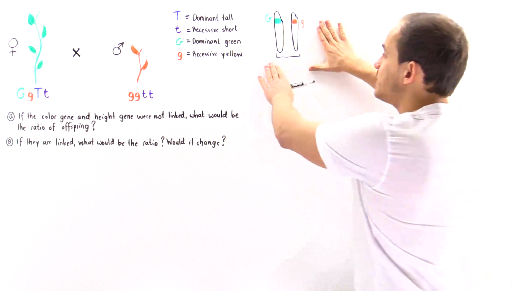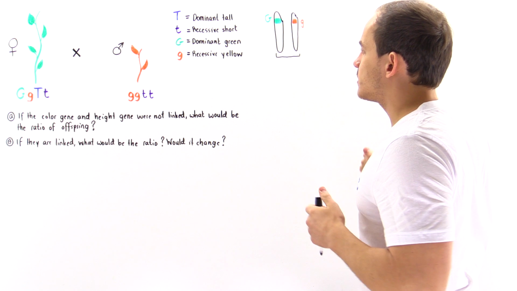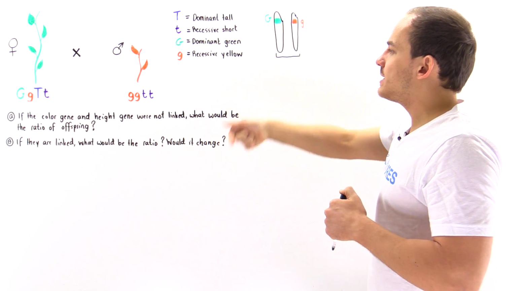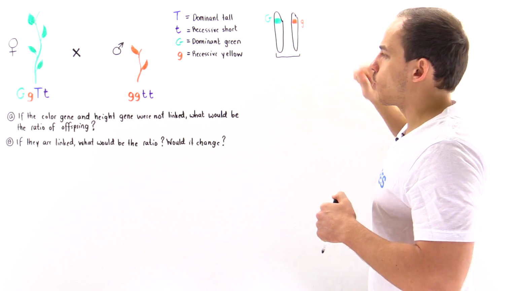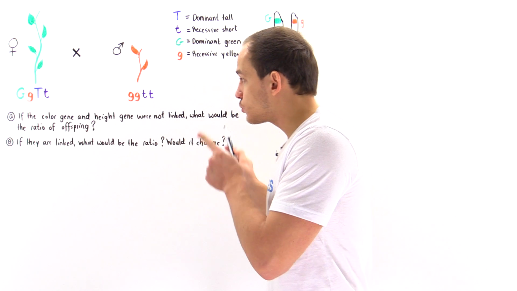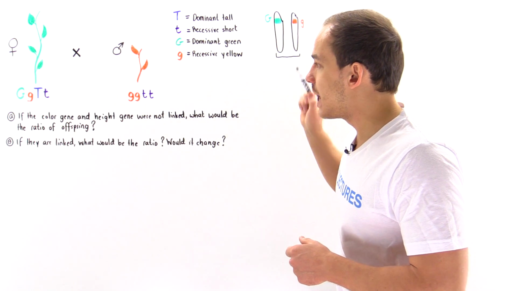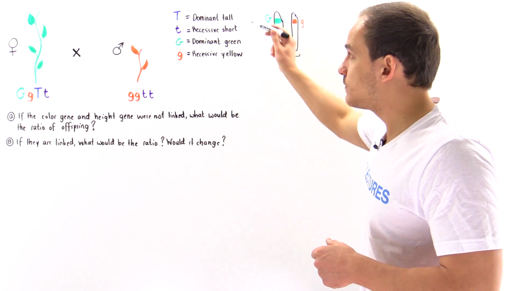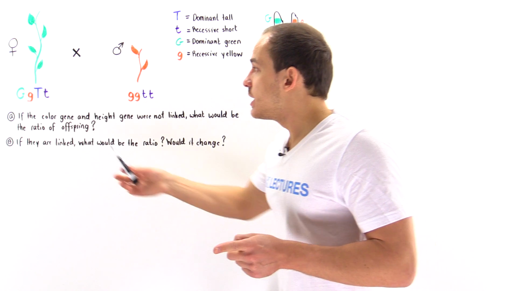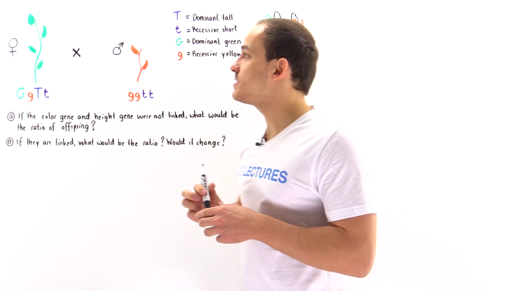Now, this is one homologous chromosome. Of course, it can have many other genes as well. So we have many genes along this chromosome and many homologous genes along this chromosome as well. But because in part A, we are told that the color gene that is given by the G letter and the height gene that is given by the T letter are not linked, what that means is these two gene types are not found on the same chromosome.